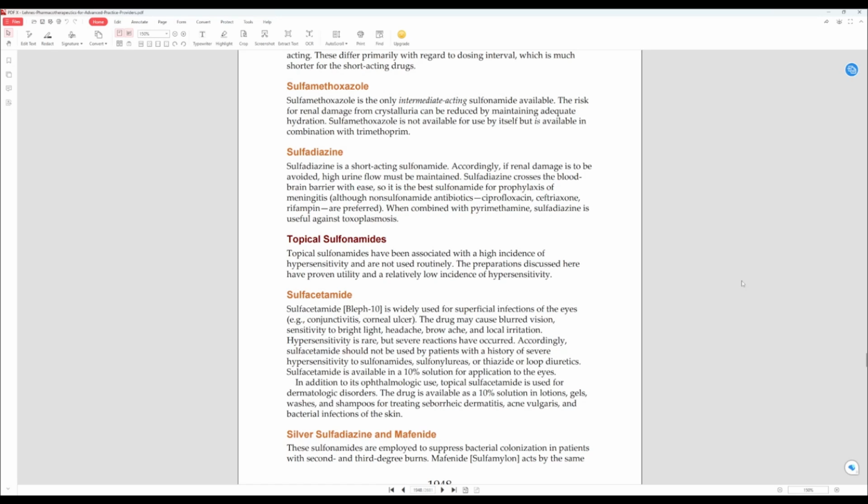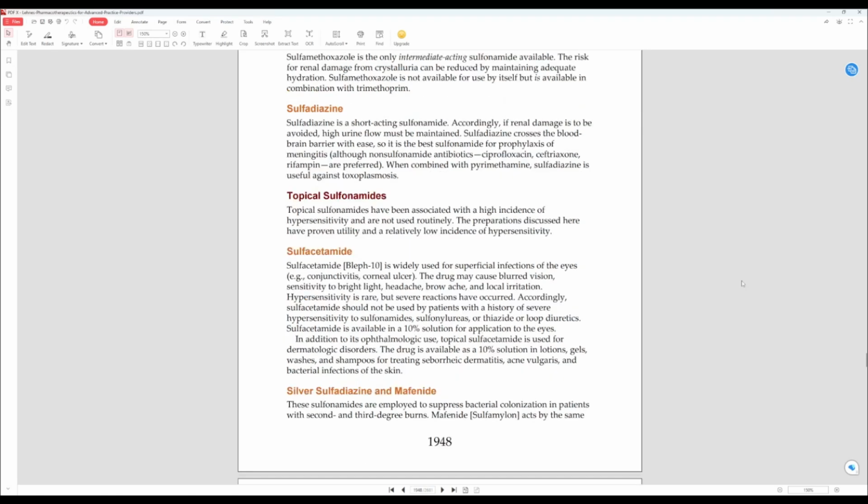Sulfadiazine. Sulfadiazine is a short-acting sulfonamide. Accordingly, if renal damage is to be avoided, high urine flow must be maintained. Sulfadiazine crosses the blood-brain barrier with ease, so it is the best sulfonamide for prophylaxis of meningitis. When combined with pyrimethamine, sulfadiazine is useful against toxoplasmosis.